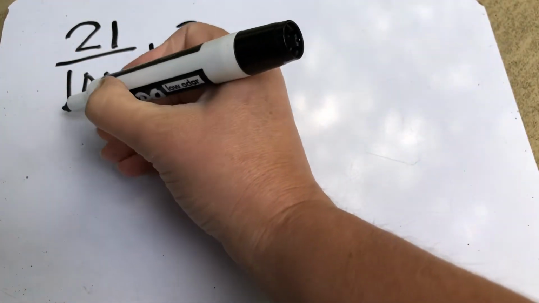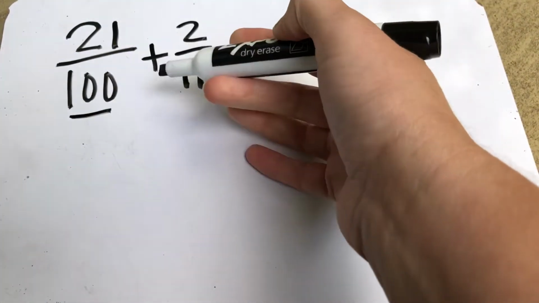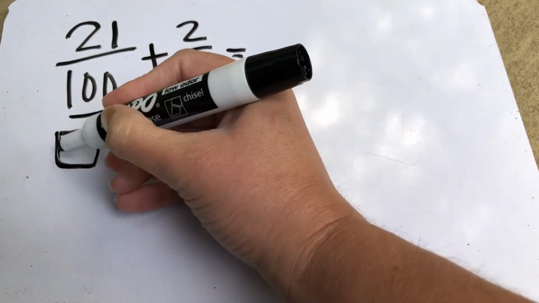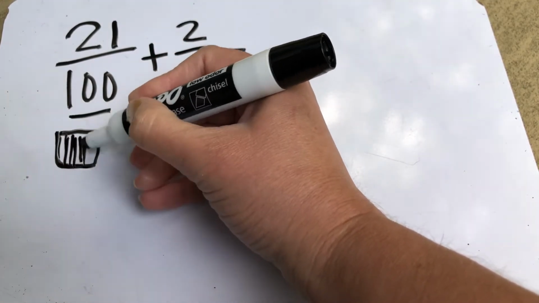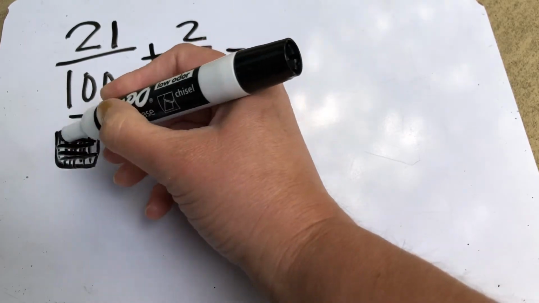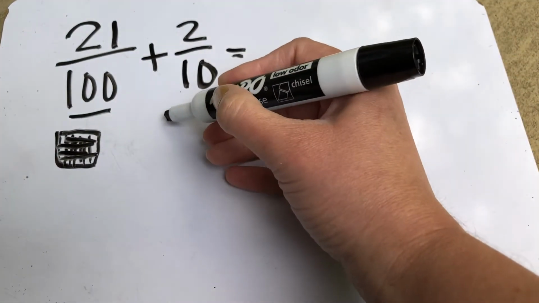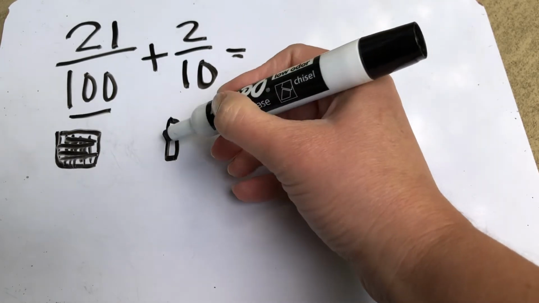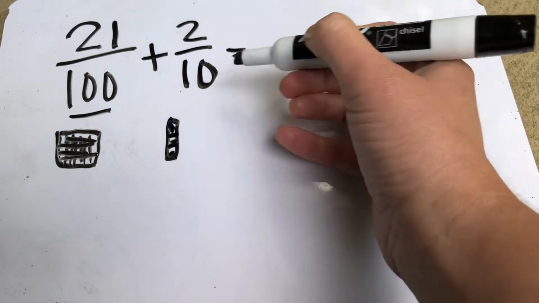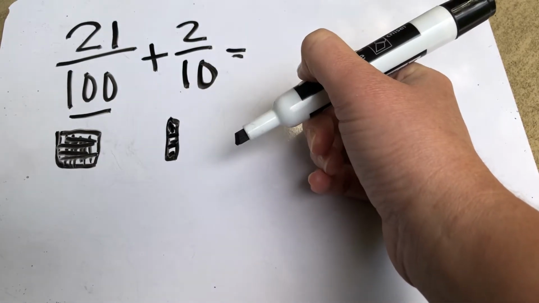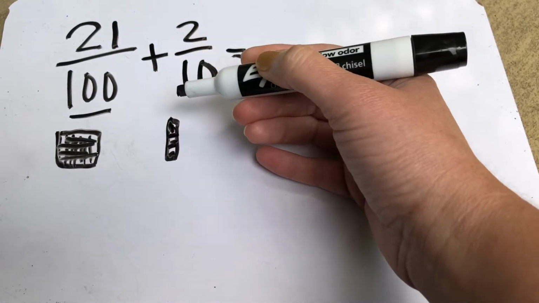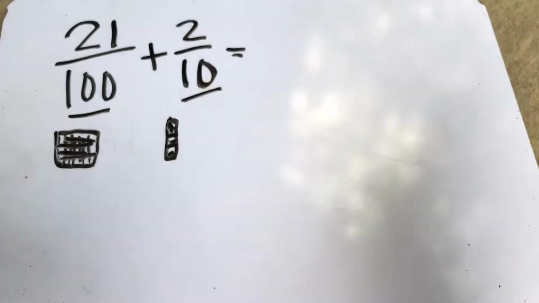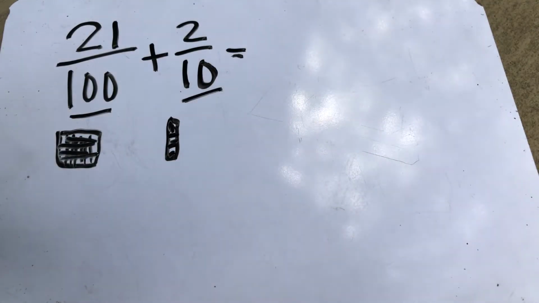So first of all, since this is 100, this is 21 100ths. It's like if you have a flat that's divided into 100 pieces, 21 of them will be shaded in. And if you have a rod that's divided into 10, 2 are shaded in, so that's 2/10. You can't add this and this together. It just wouldn't make sense. So why don't you convert this to hundreds?